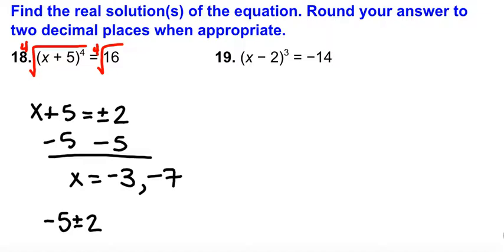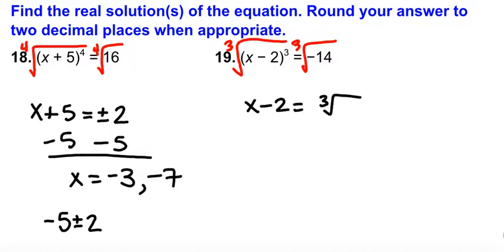Okay, last one. Here we go. How do I get rid of a cube? I cube root. Okay, that leaves me with x minus 2 equals the cube root of negative 14. Now, if that's a cube root, we don't need a positive and negative. We would say, hey, it's imaginary, but it's not, because it's an odd root. So you're going to do 3 seconds.